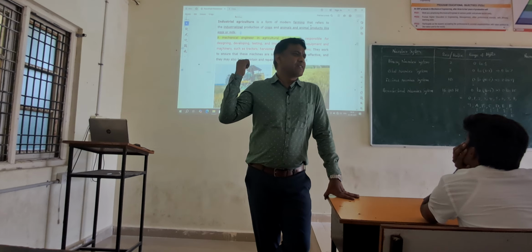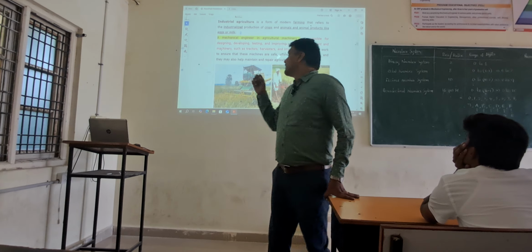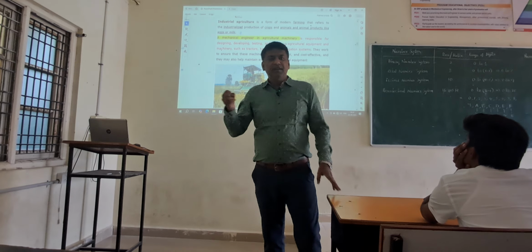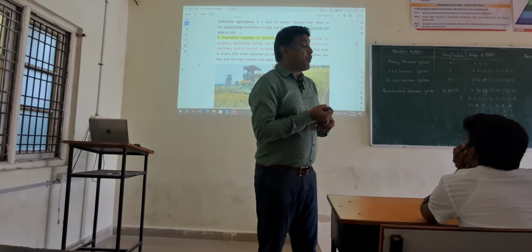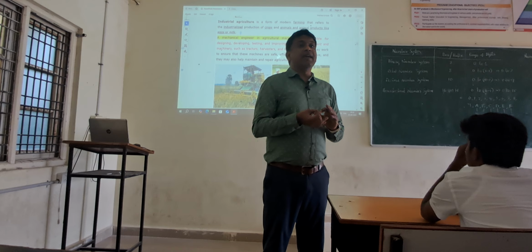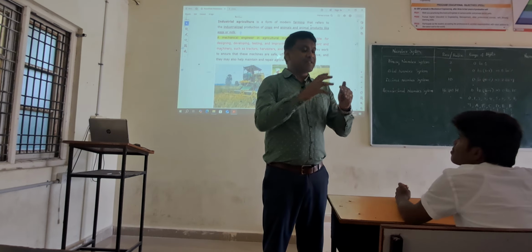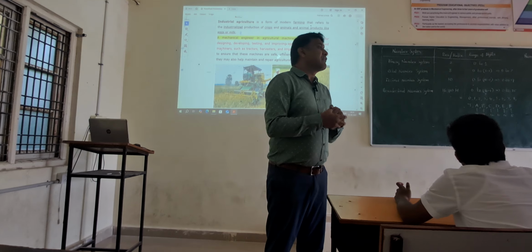What machines can you see here? Harvesting machineries. This is a harvesting machinery, and these two are harvesting machinery, and we also have plowing machineries, like power weeders. You know, weed. Power weeders are machineries which take away the excess weeds.